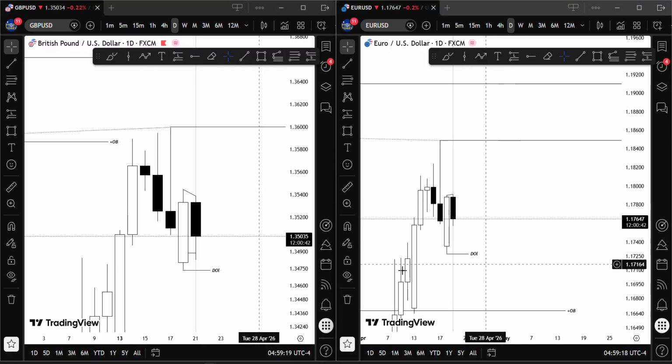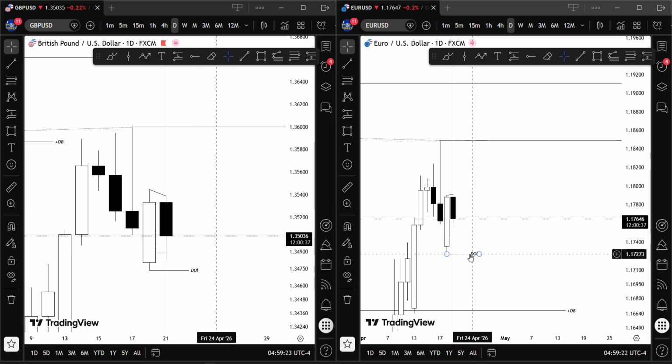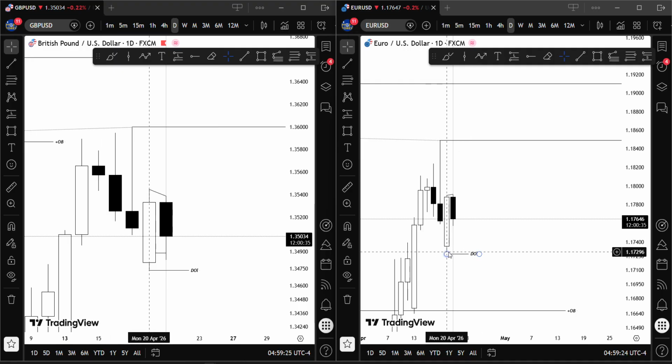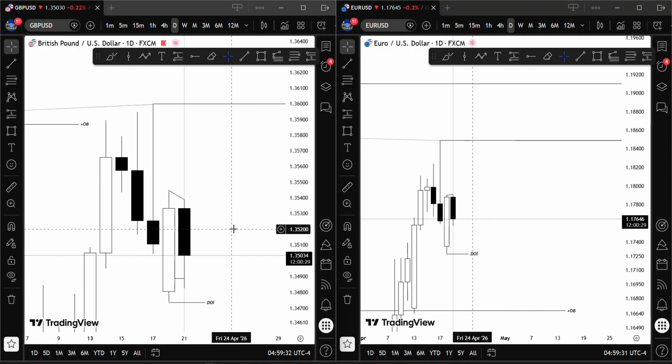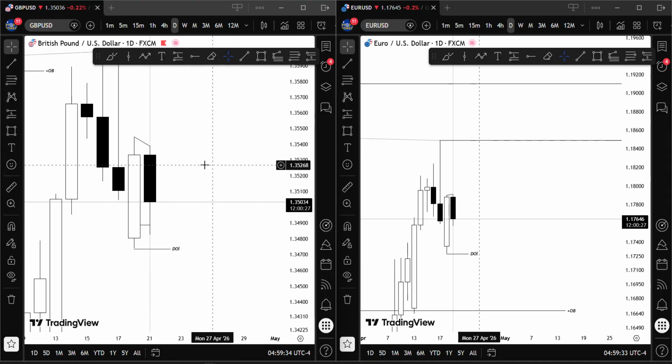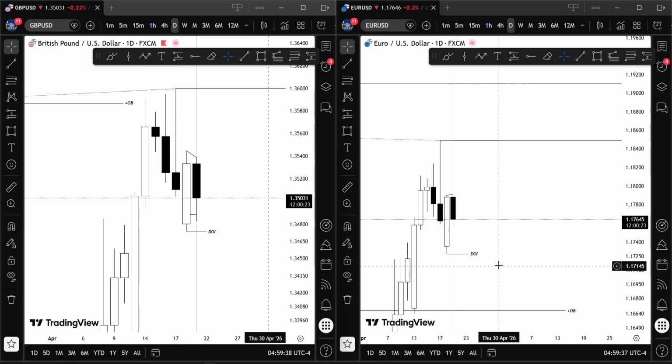Since it's been reached, I'm now looking towards the what? The draw liquidity, the external draw liquidity that exists below Monday's low, right? Yep. So those are my first draw liquidities. Then we move on to order flow to help us refine our draw liquidity. Order flow.